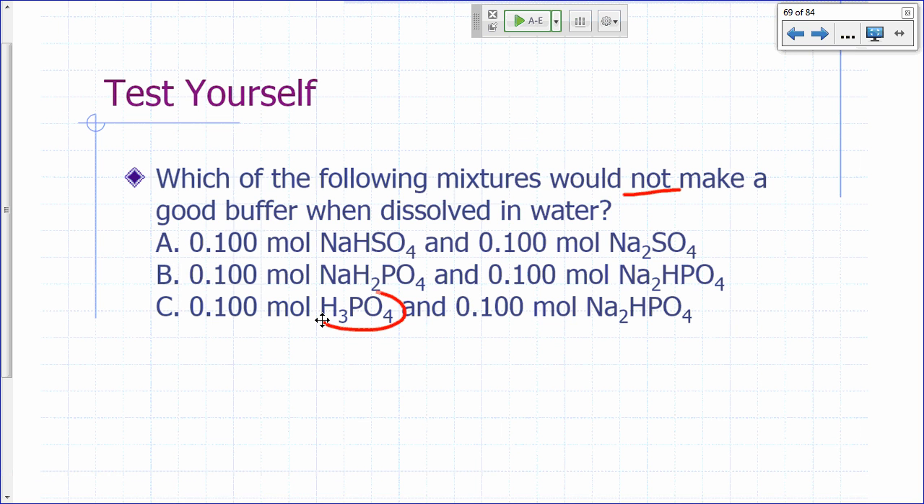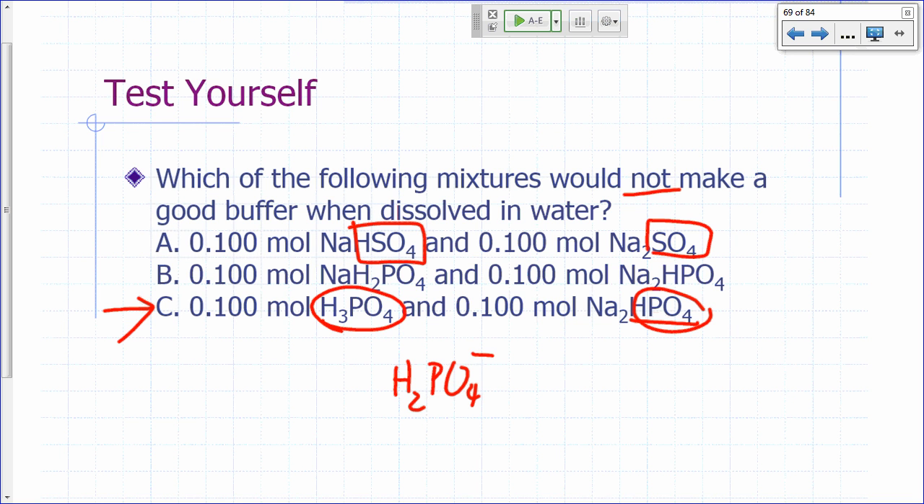This will give you H3PO4. What's the conjugate base of H3PO4? H2PO4 minus, right? So this doesn't give you H2PO4, this gives you HPO4. So this will not give you a good buffer. What about this one? You have HSO4 minus, so bisulfate and sulfate. That's a conjugate pair, so that's okay. H2PO4 and HPO4, that's a conjugate pair, so that's okay. So C is the correct answer. C is the one that's not going to give you a buffer. Okay?